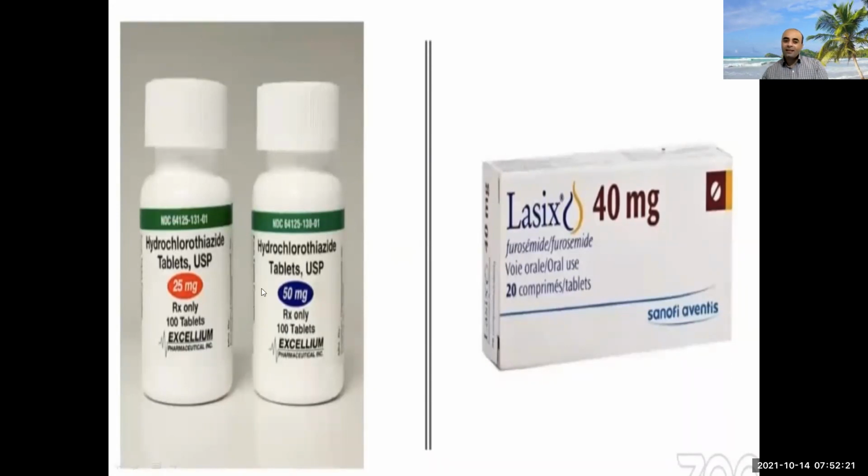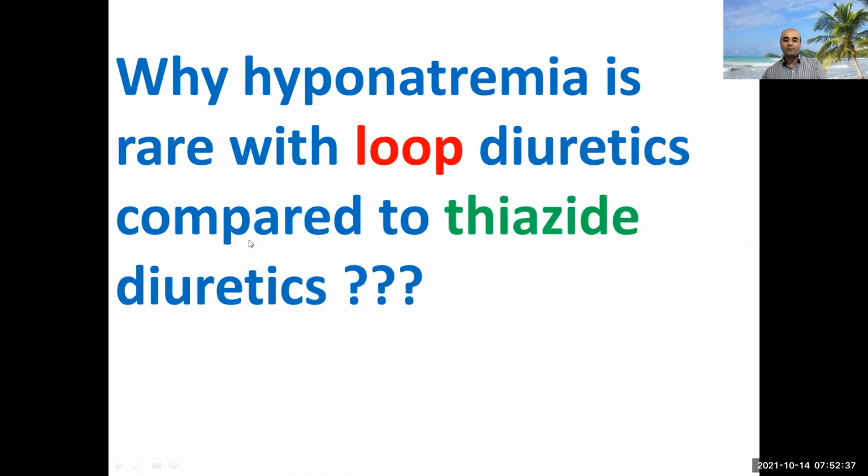Thiazide causes natriuresis, more hyponatremia. Furosemide causes diuresis, more diuretic, not natriuretic, more water loss than sodium loss. And thiazide's natriuresis is more sodium loss than water loss. Why is hyponatremia rare with loop diuretics, furosemide or Lasix, compared to thiazide, metolazone, chlorothiazide, or hydrochlorothiazide?